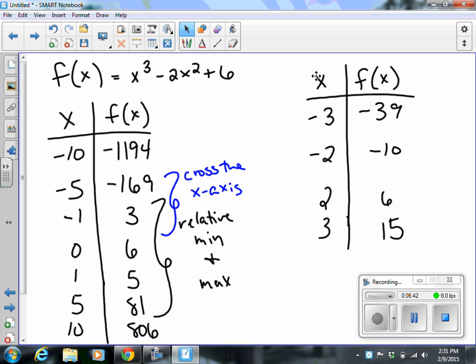If I'm looking at this, I go from -3 to -2, I'm getting bigger. -1 peaks at 3, 0 is at 6. So I'm going to have a relative max there. And then at 1, I go down to 5, but then I'm coming back up. So 1, 5 must be somewhere around my relative min. And then I'm going back up. Okay, so based on these numbers, I have an idea of what to plot.